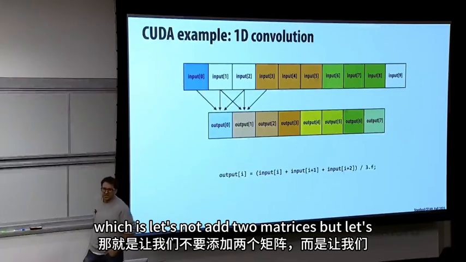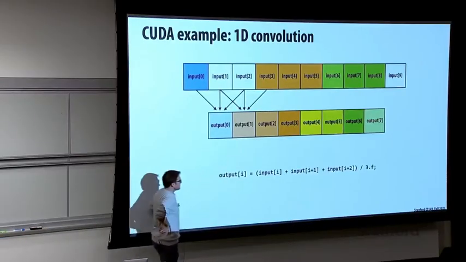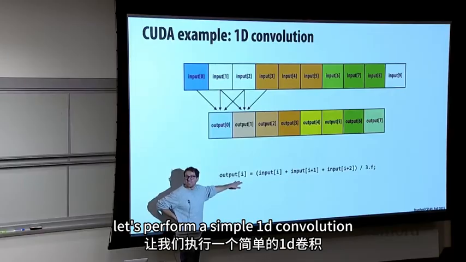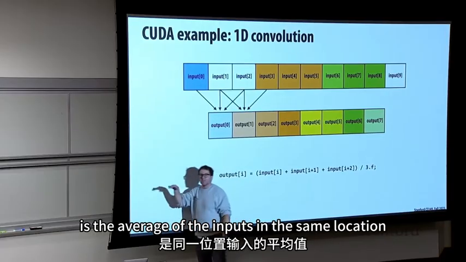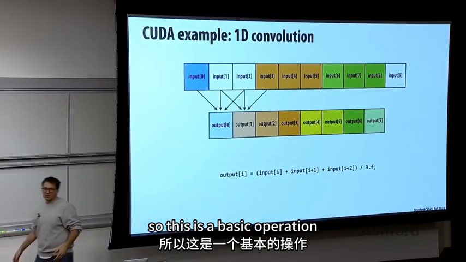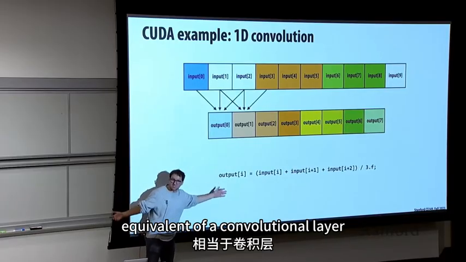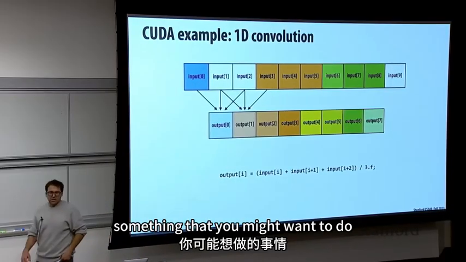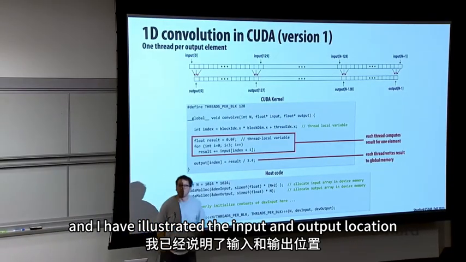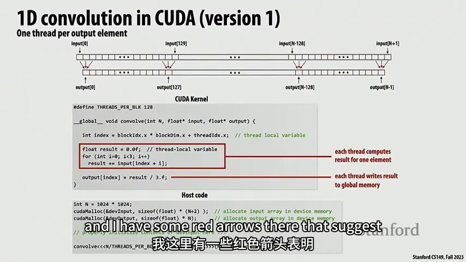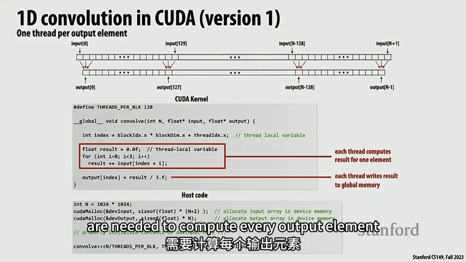Okay, so let's do some CUDA practice with one of the simplest things I can think of in CUDA, which is, let's not add two matrices, but let's perform a simple 1D convolution. So I'm going to take the output as the average of the inputs in the same location. This is a basic operation in image processing or signal processing. It's actually the 1D equivalent of a convolutional layer in a deep neural network, something that you might want to do. So look at the top of the slide, and I have illustrated the input and output location. And I have some red arrows there that suggest what input elements are needed to compute every output element.